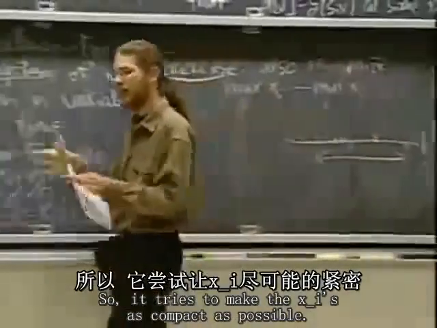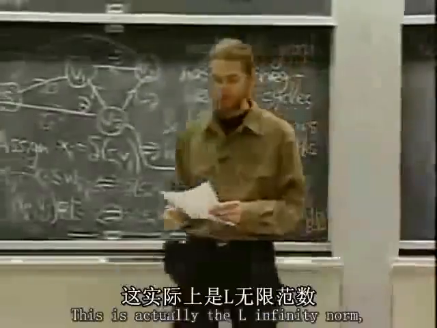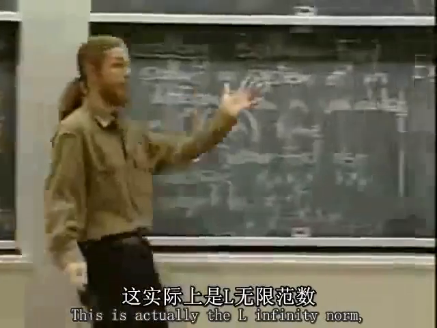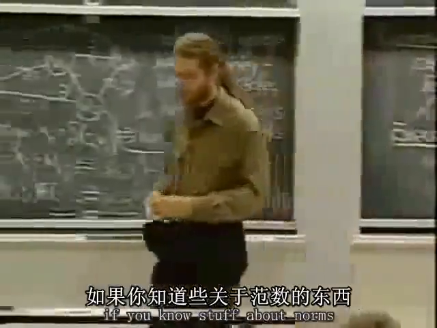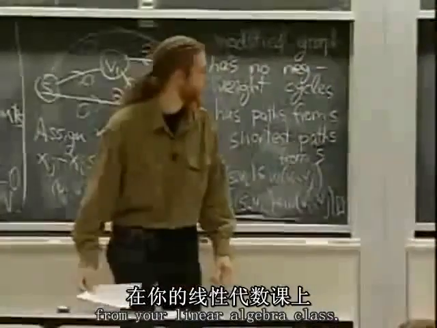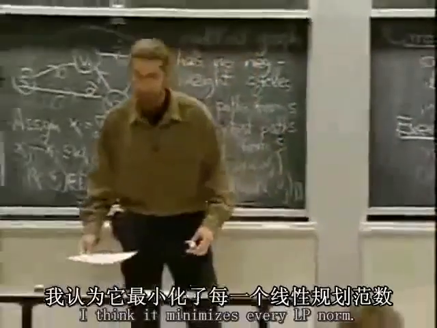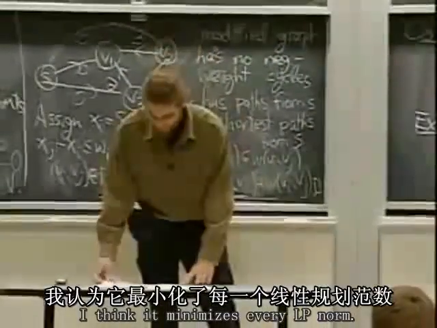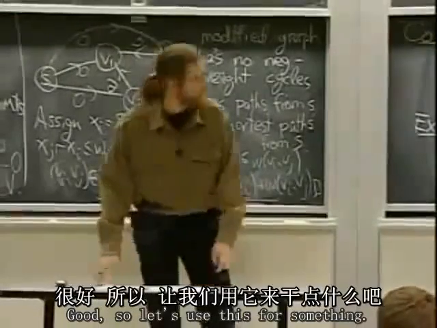So it tries to make the xi's as compact as possible. This is actually the L infinity norm, if you know stuff about norms from your linear algebra class. Okay, and this is the L1 norm. I think it minimizes every norm, every LP norm. Good. So let's use this for something.